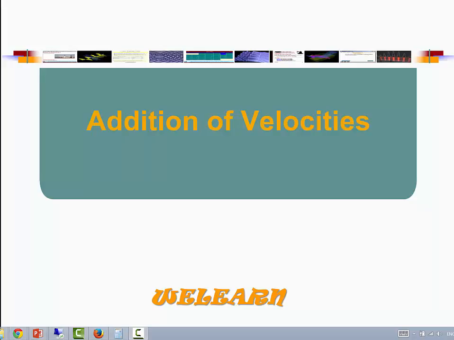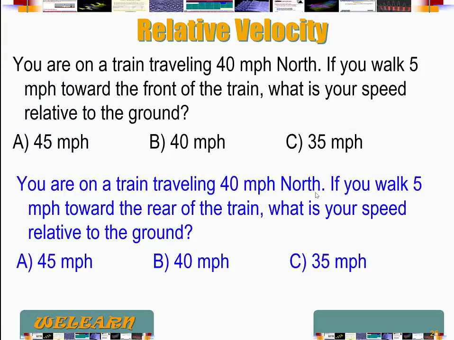In some cases, when we deal with motion, we have to worry about what the motion is relative to. For example, consider these two cases. You are on a train that is traveling 40 miles per hour north. You are walking at 5 miles per hour towards the front of the train. That means you are moving at 5 miles per hour north as well. The question is, what is your speed relative to the ground?